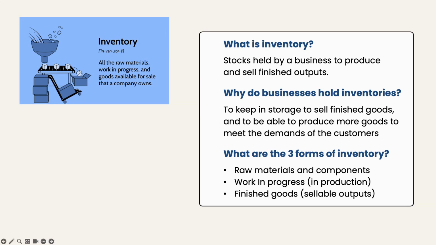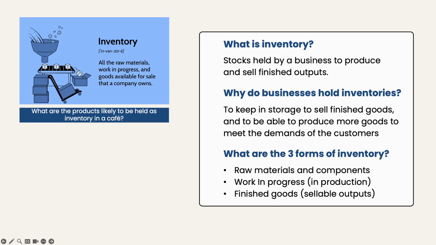There are three types of inventories. There are raw materials and components that are used to make a stock. There's also work in progress, when the raw materials are in the production process. We call it work in progress inventory. And we also have finished goods, where they become sellable. All right, so here is an example.